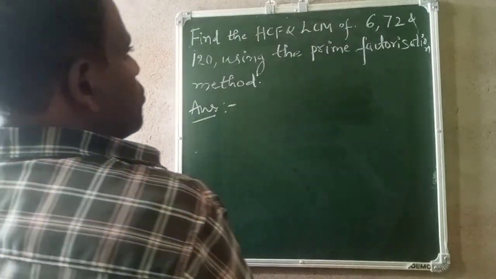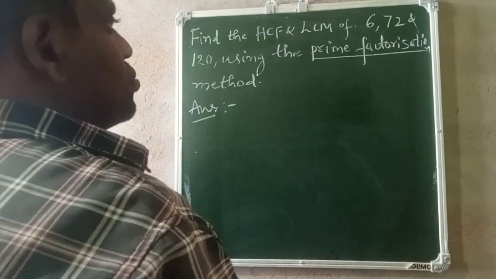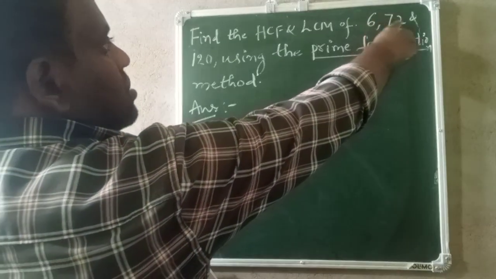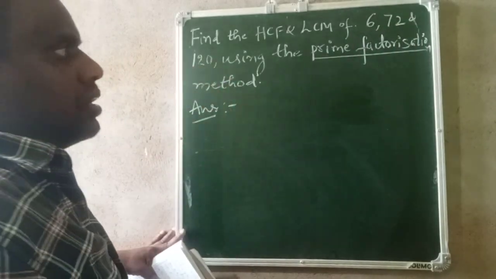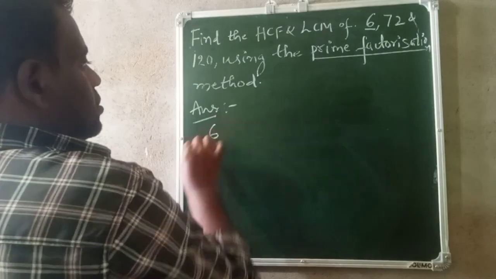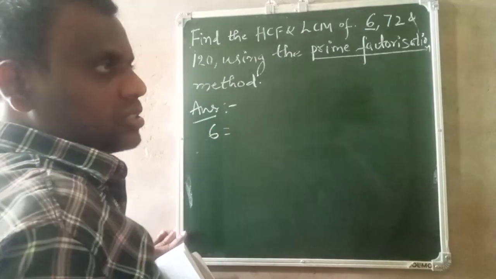This is the prime factorization method. That means we have to prime factorize each number, 672 and 120. Then we can find the HCF and LCM. First I will take the number 6. We have to write it as a product of prime numbers.